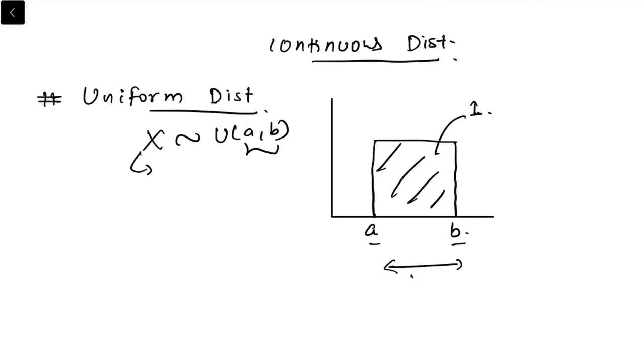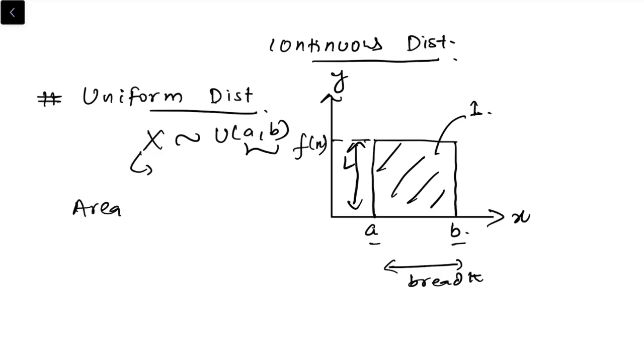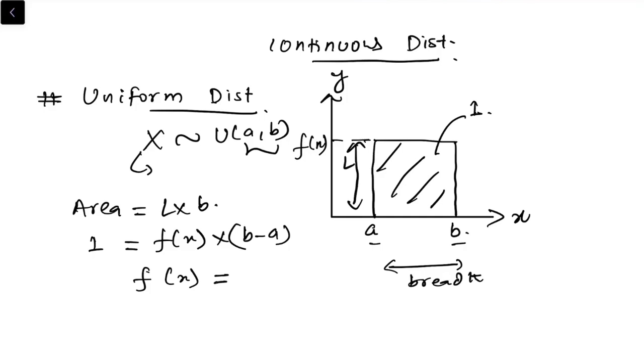Now say this is the breadth and this is the length. On the x-axis we have the random variable x, and on the y-axis we have y. Suppose the length of this is f(x), so we can say area equals length times breadth. Area is 1, length is f(x), and breadth is b minus a. So f(x) is 1 over b minus a, where x ranges from a to b.